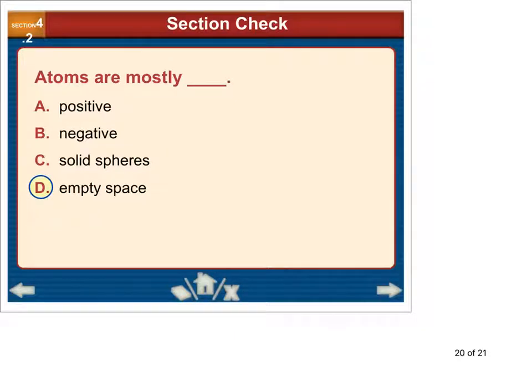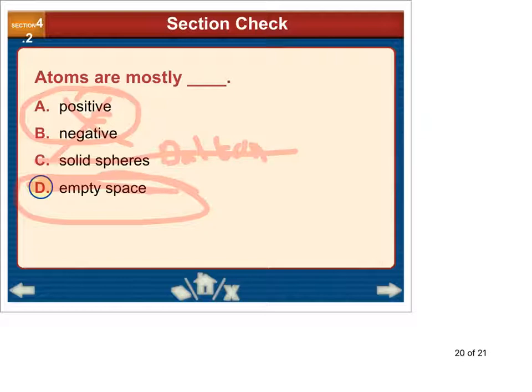Atoms are mostly empty space. They're not solid spheres. That's what Dalton thought. But over time we figured out, no. And they're not mostly positive or negative. In a way, these are actually equal, so not mostly all negative. But empty space.